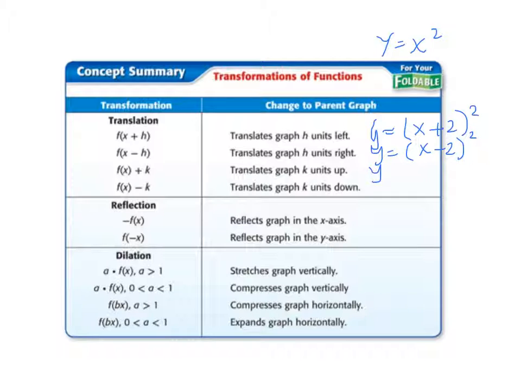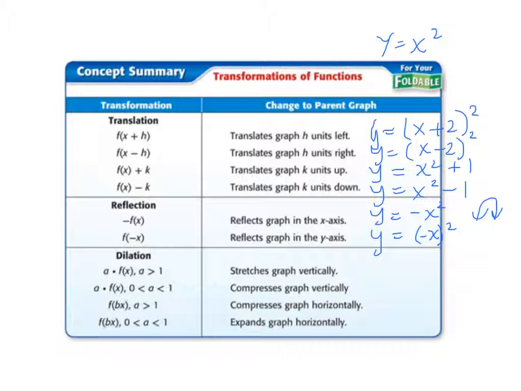To move it up, I would say y equals x squared plus 1. And moving it down, y equals x squared minus 1. If I said y equals negative x squared, it's going to reflect it in the x-axis. Means it's going to flip it upside down like this. And if I do this, it will reflect it around the y-axis. And actually it already is, so that's why that looks kind of funny.